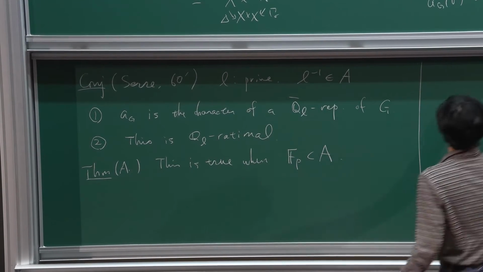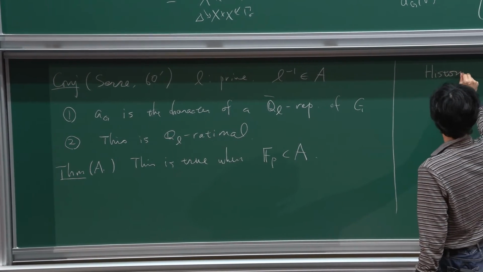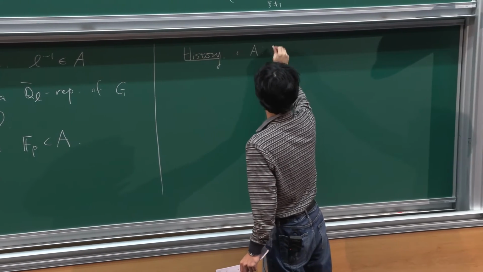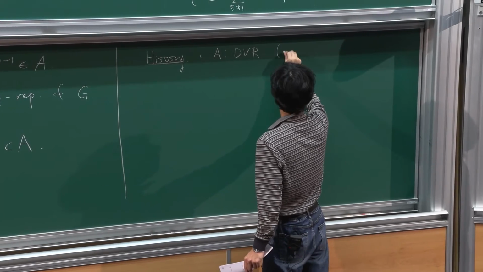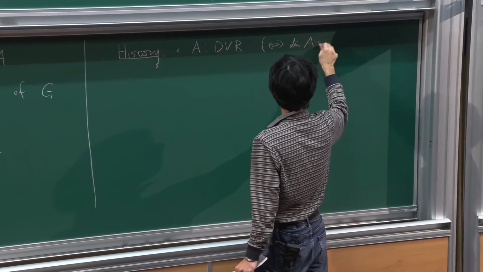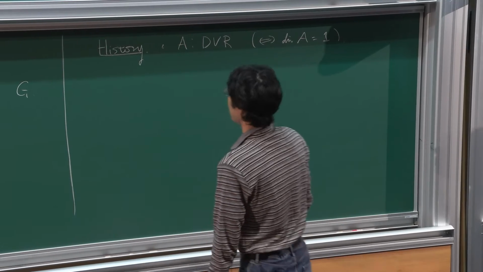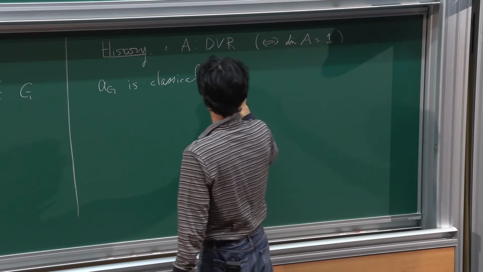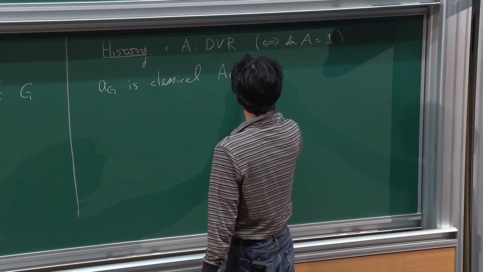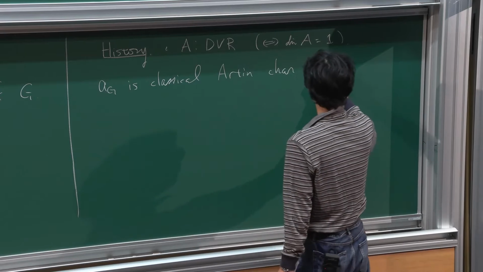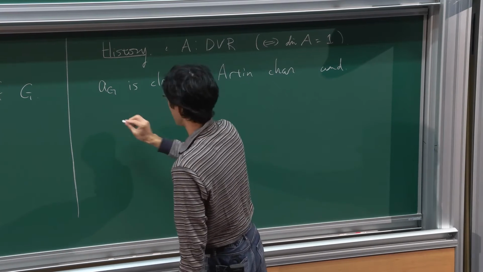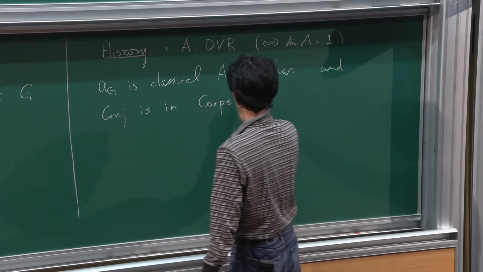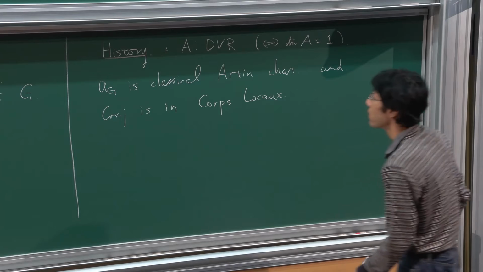And let me talk about the history. As Bruno said, when A is a DVR, namely the dimension of A is equal to 1, this a_G is a classical Artin character, and the conjecture is in Serre's Corps locaux.